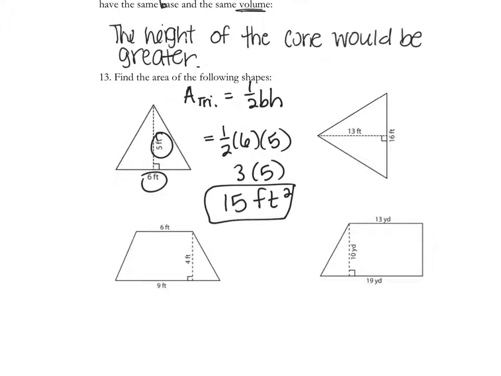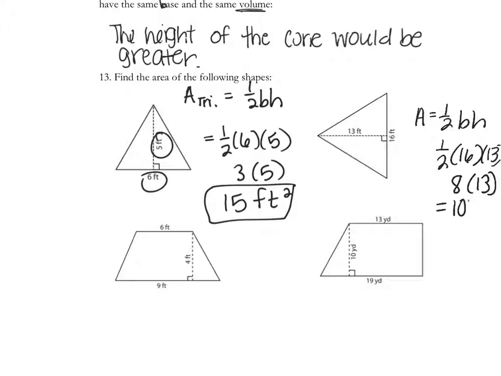Same thing over here for this other triangle. 1/2 base times height. 1/2, my base is 16, my height is 13. Half of 16 is 8, so 8 times 13 gives me 104 feet squared.